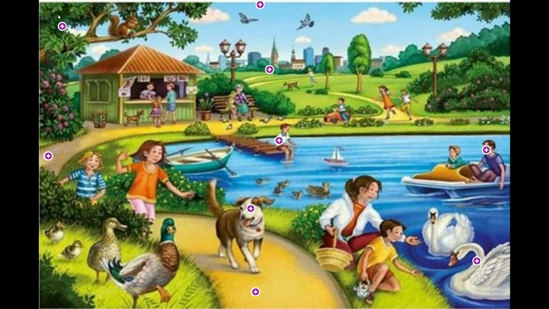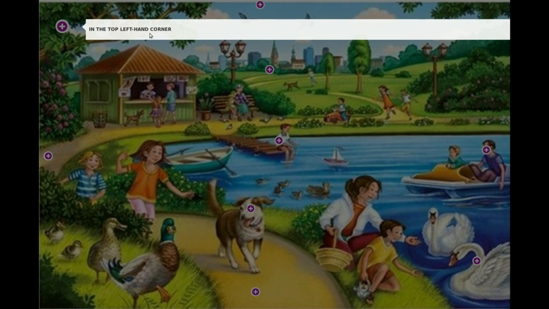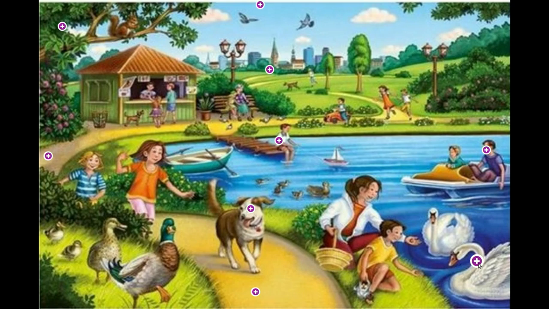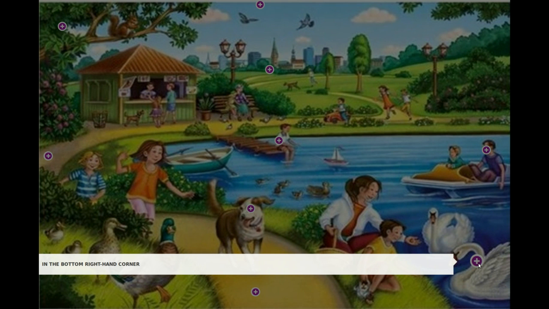So there are 4 corners in each picture, and you have to differentiate them by top, bottom, right, left. So this would be the top left-hand corner, in the top left-hand corner. And this one would be in the bottom right-hand corner.